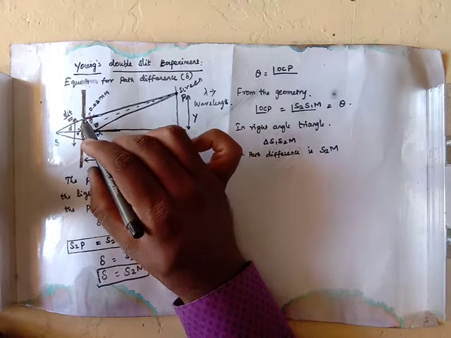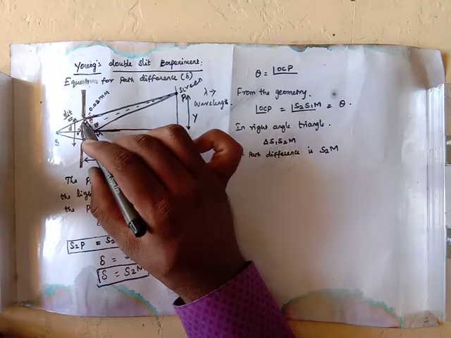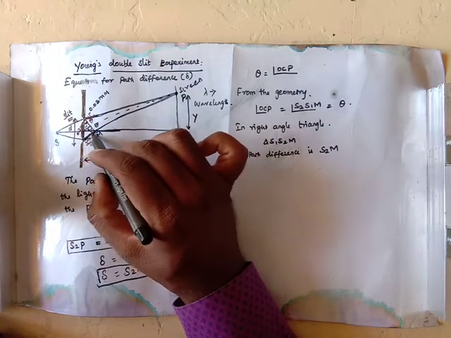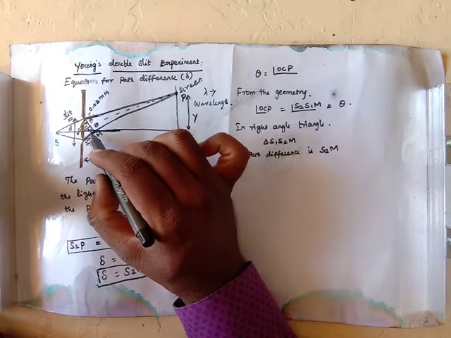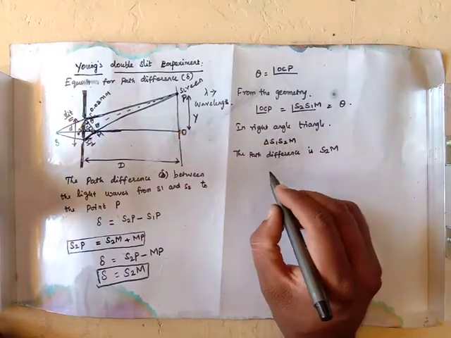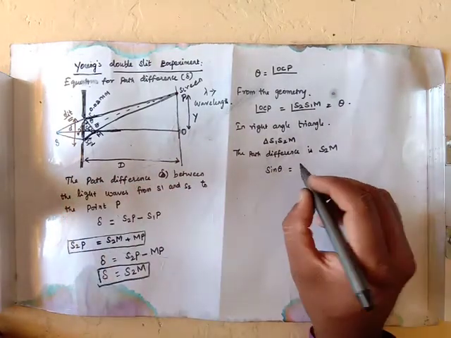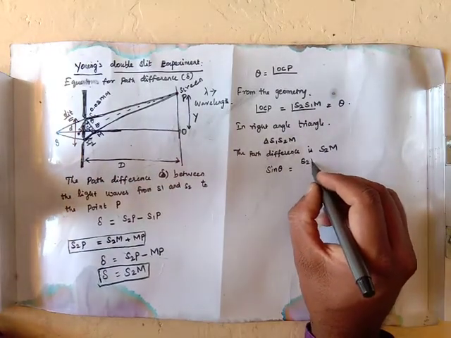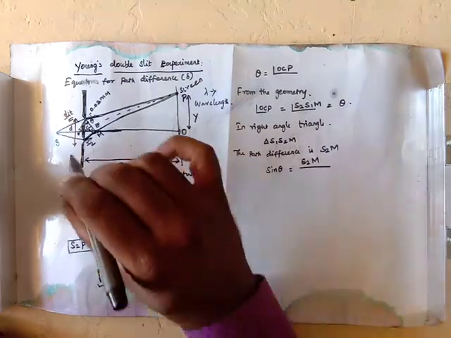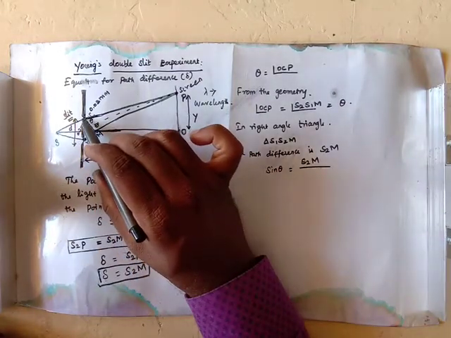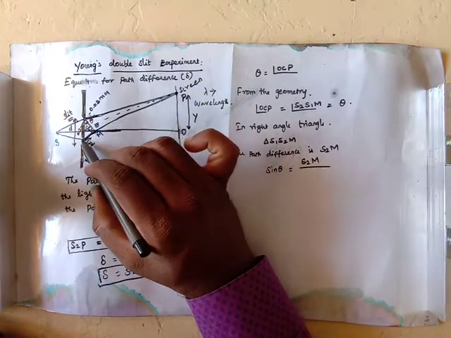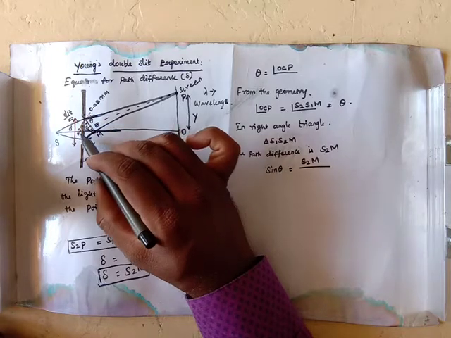In this triangle S1, S2, M, this is theta. So what is the value of S2M? S2M is the opposite side, so we are going to calculate sin theta. Sin theta is equal to the opposite side S2M divided by the hypotenuse. Which is the hypotenuse? S1, S2 is the hypotenuse.